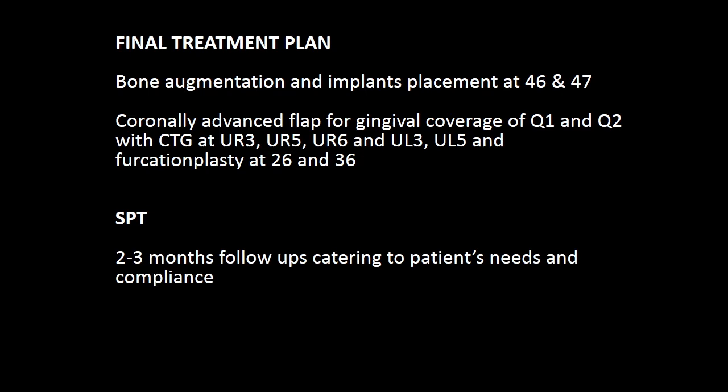The final treatment plan comprises of bone augmentation and implants placement at 4,6 and 4,7, coronally advanced flap-fold gingival coverage of quadrant 1 and quadrant 2, with connective tissue grafts at upper right 3, upper right 5, upper right 6, upper left 3, and upper left 5, and fixation-plasty at 2,6 and 3,6, supportive periodontal therapy, and 2 to 3 months follow-ups catering to the patient's needs and compliance.